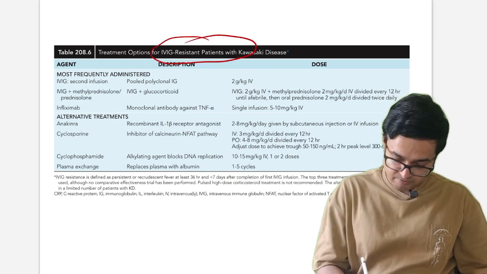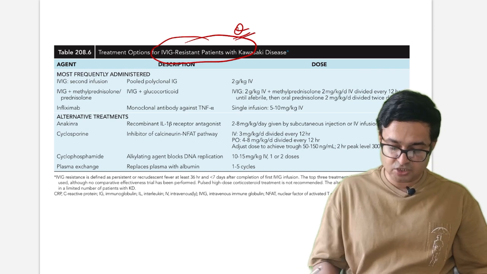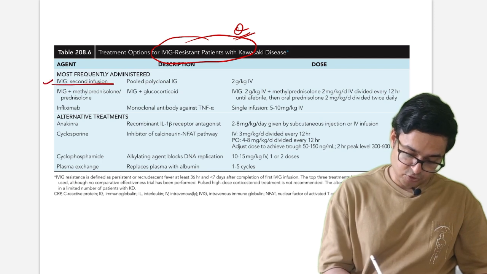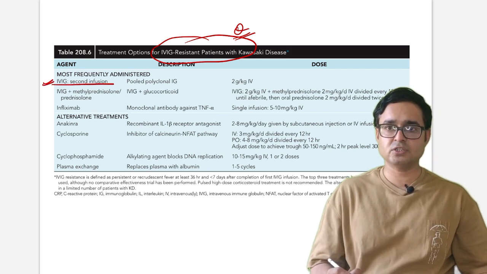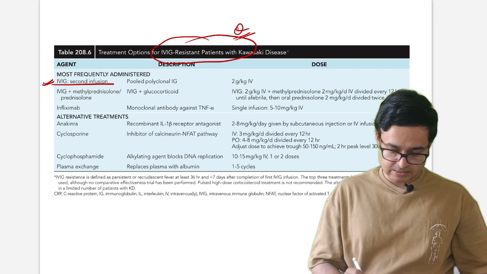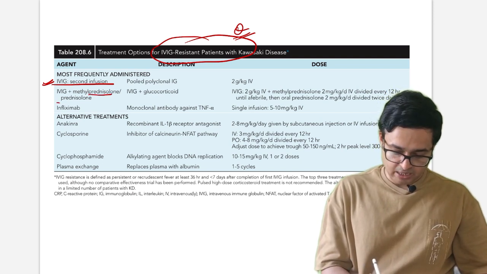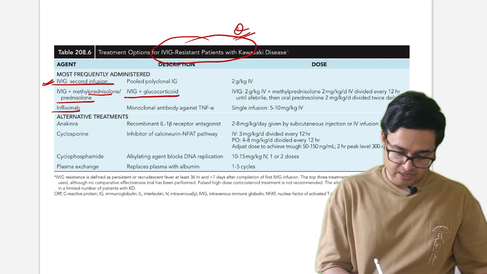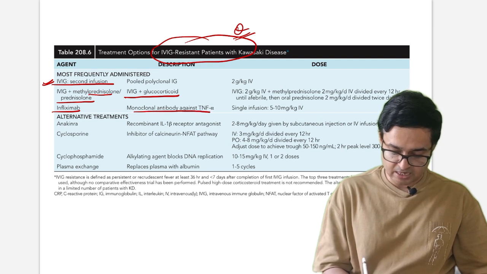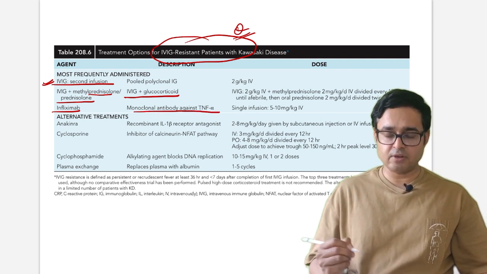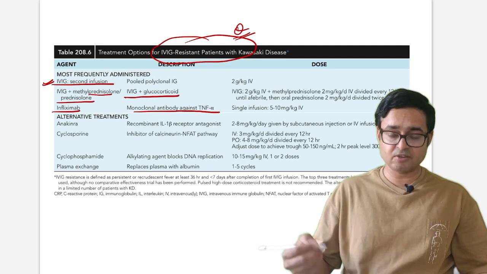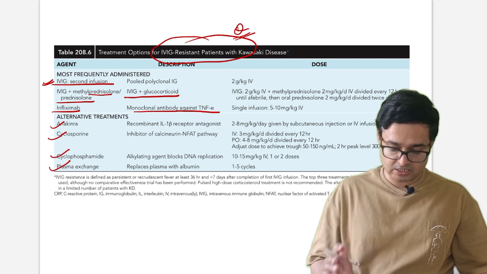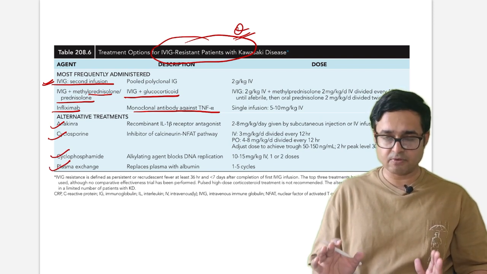Again, the important favorite question of examiners: what is the treatment of IVIG resistant Kawasaki disease? First we have to give a second IVIG infusion. They ask which is the first step, so this is the first step. Second, IVIG plus methylprednisolone and prednisolone. So this is the second, IVIG plus glucocorticoids. Infliximab, this is a monoclonal antibody against tumor necrosis factor alpha. So infliximab is also asked. What other drugs can we give? Anakinra, cyclosporin, cyclophosphamide and plasma exchange. So these drugs are important. Just revise them once again.